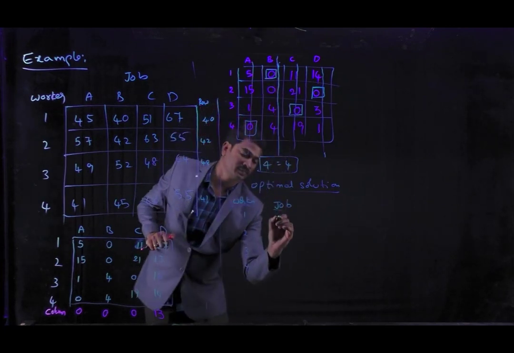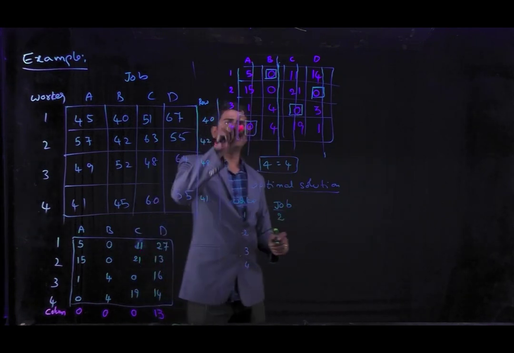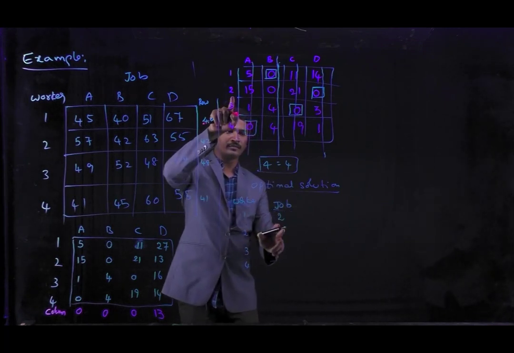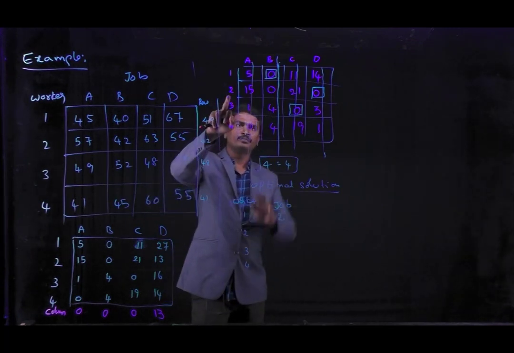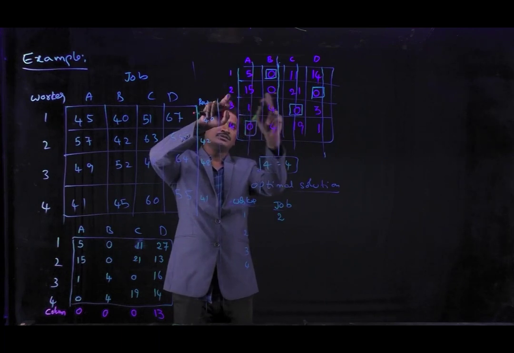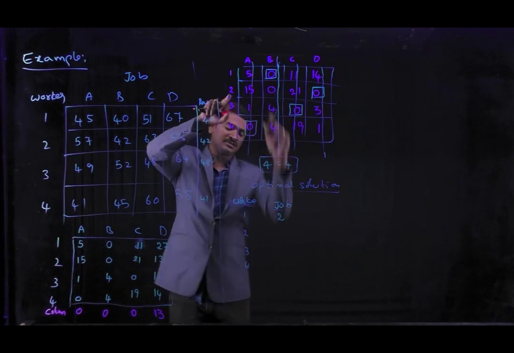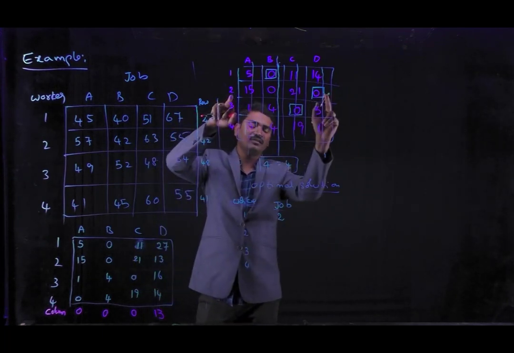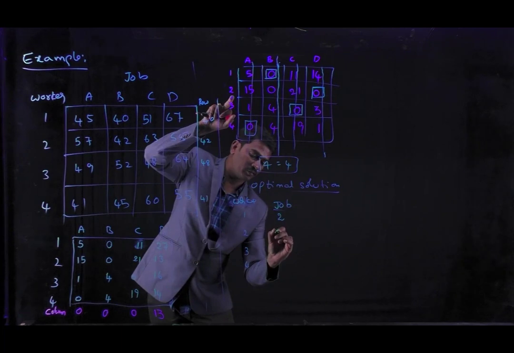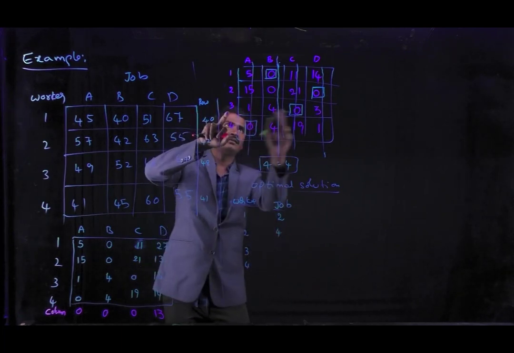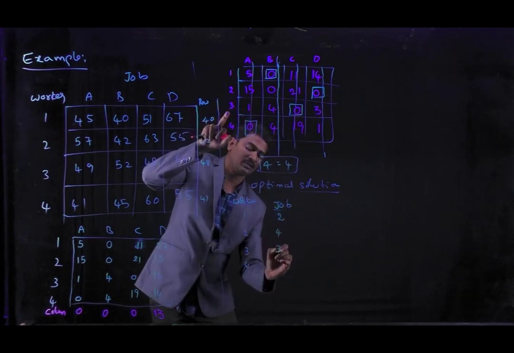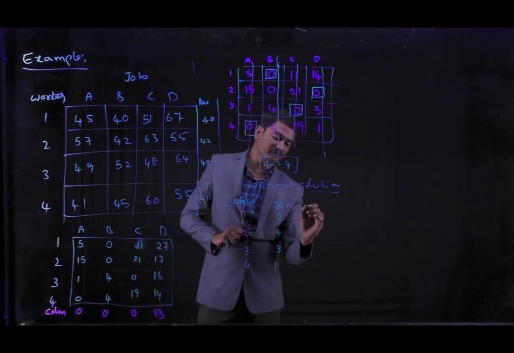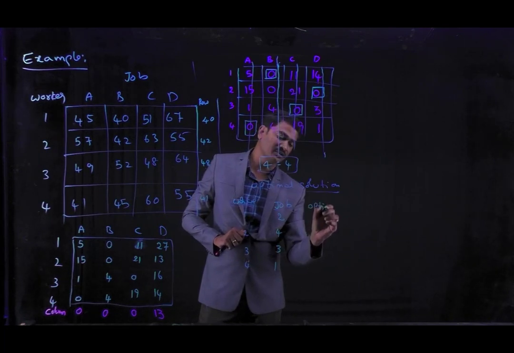Second job. So the second job he is going to perform. Next, second worker, which job is he going to perform? Worker 2 is assigned job 4. Next, 3 at C, that is 3. Next, 4 at 1. Okay. This is our optimal solution.